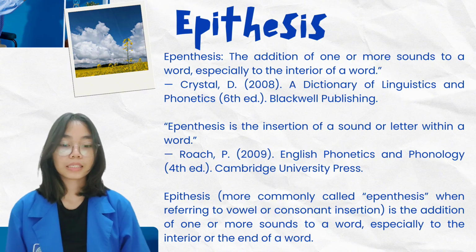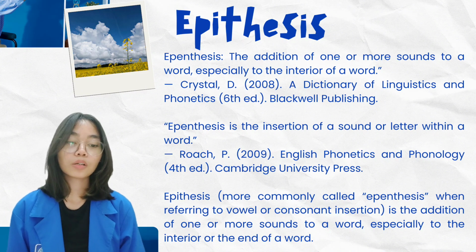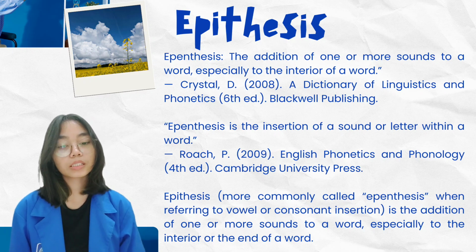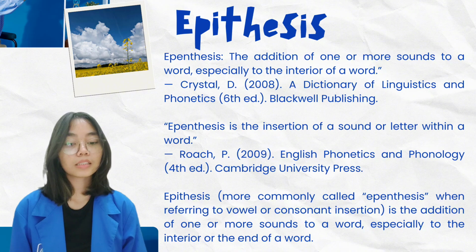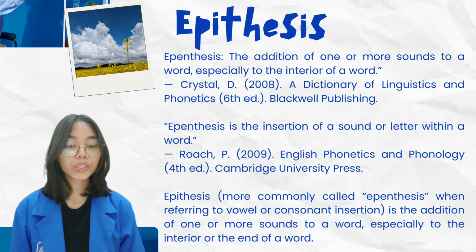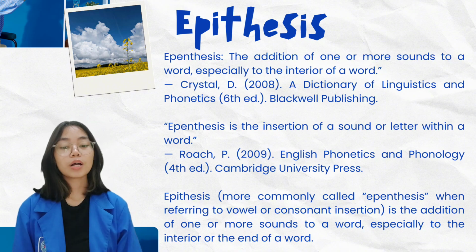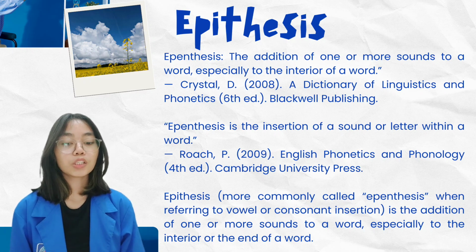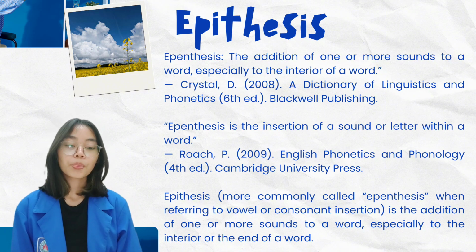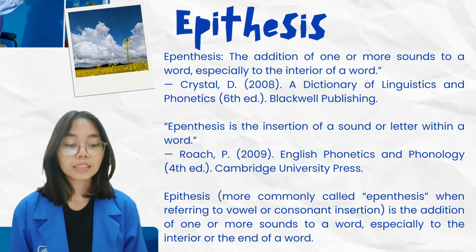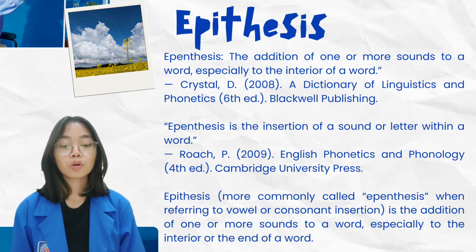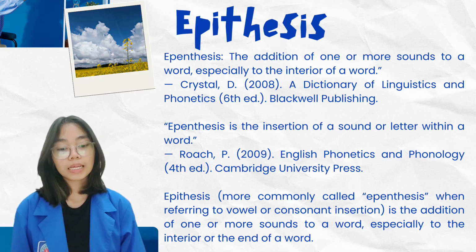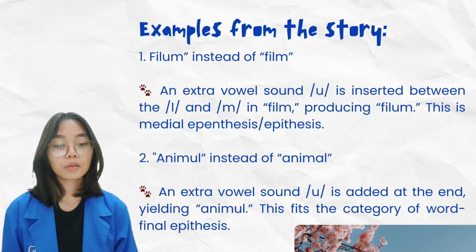Next is epenthesis. The addition of one or more sounds to a word, especially to the interior of a word, by Crystal. And epenthesis is the insertion of a sound or a letter within a word, by Crystal. So epithesis, more commonly called epenthesis, when referring to vowel or consonant insertion, is the addition of one or more sounds to a word, especially to the interior or the end of a word. Here are examples from the story.